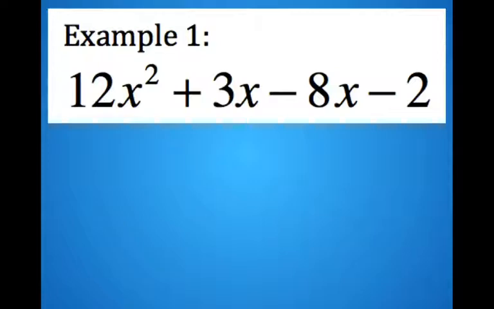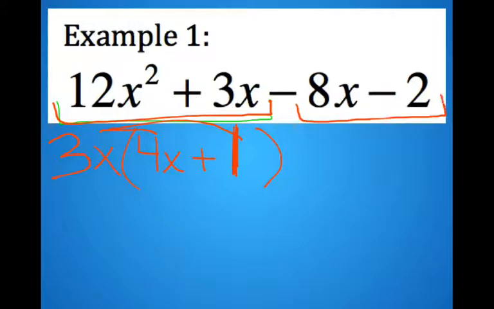Okay, example 1. What you do is you look to see what the first 2 terms have in common. The first 2 terms have a 3x in common. So we take out a 3 and an x, and then we see what's left. We need to multiply by 4x plus, and then 3x times something gives me 3x, so I have to put a 1 there.